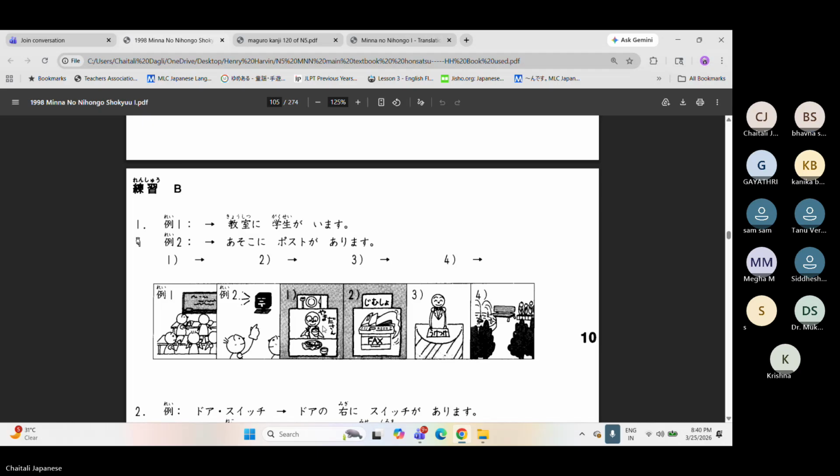Asoko ni... What do you call a fax machine? Fakusu. Fakusu. Asoko ni fakusu ga arimasu. Fakusu ga arimasu. Very good. Fourth.